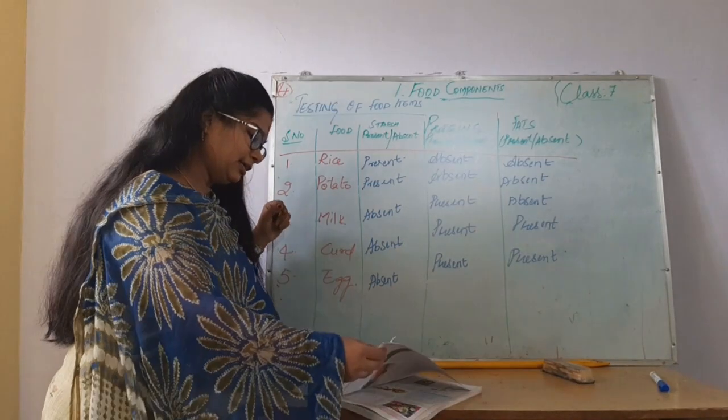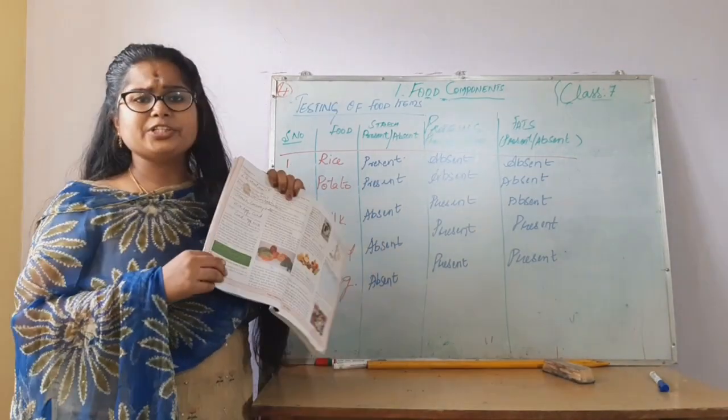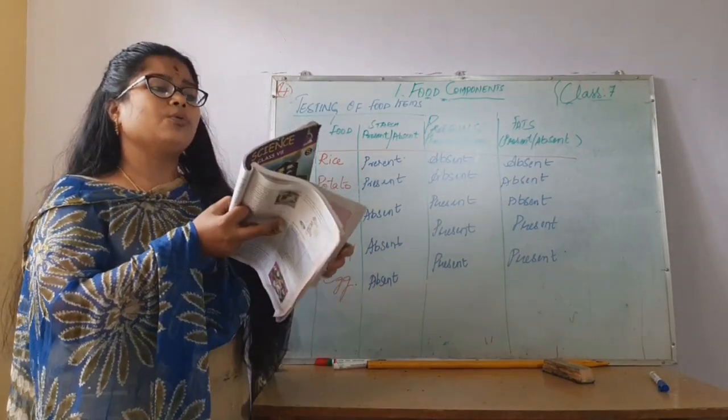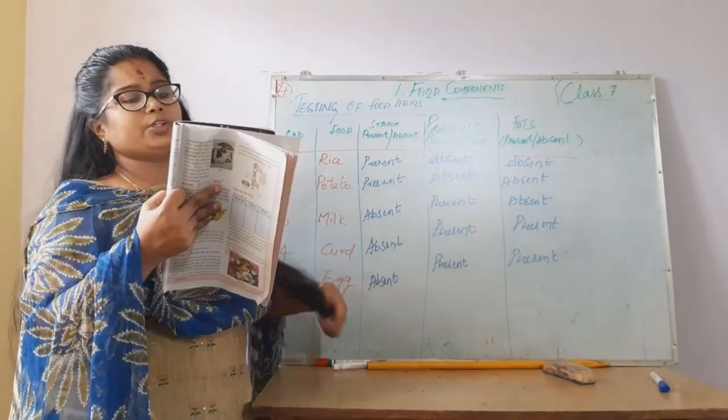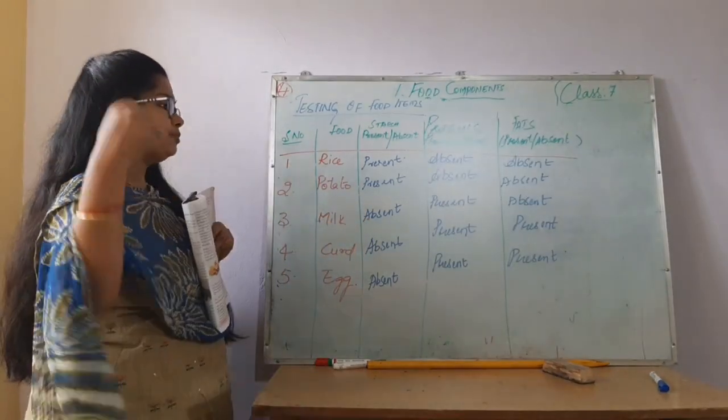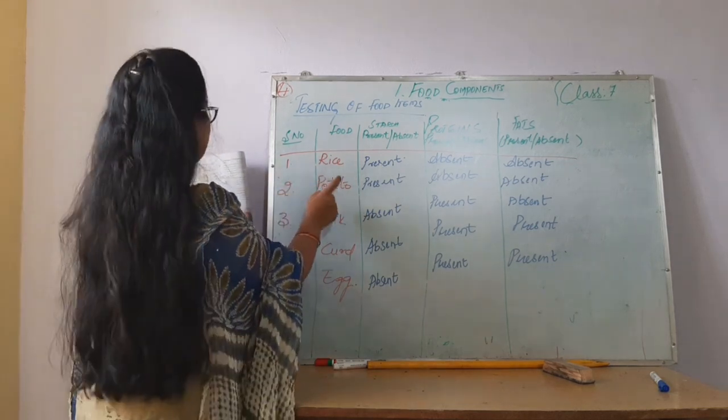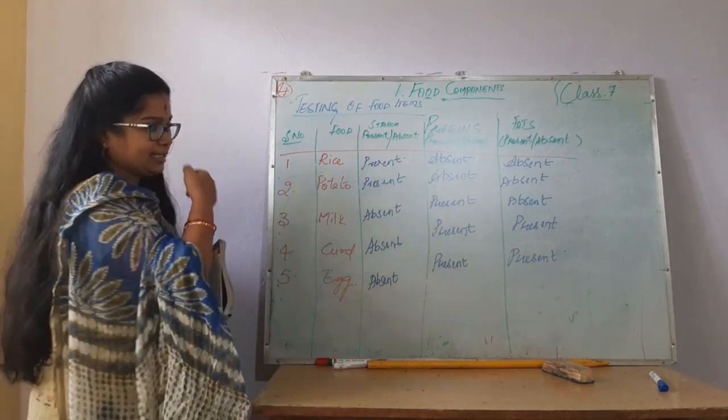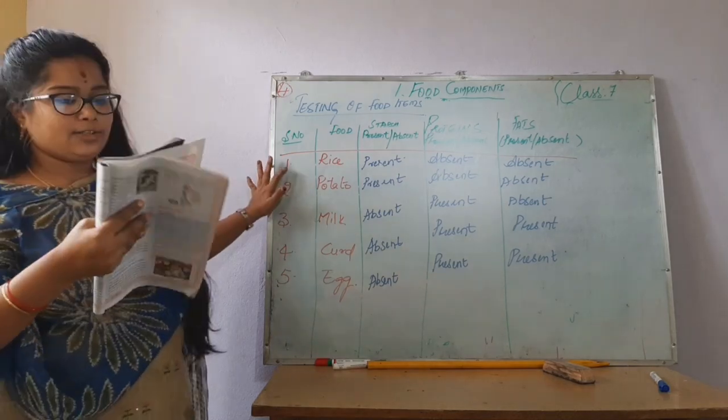And here are the questions. Some questions for you. First, which foods show the presence of starch? Rice, potato, maize, all these things majorly show you the presence of starch.